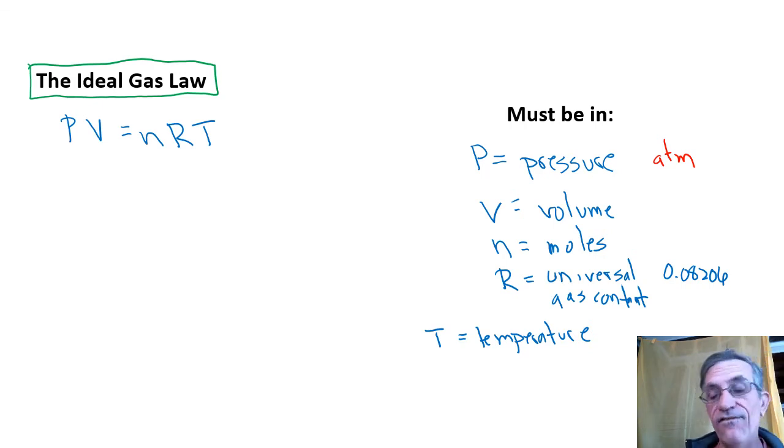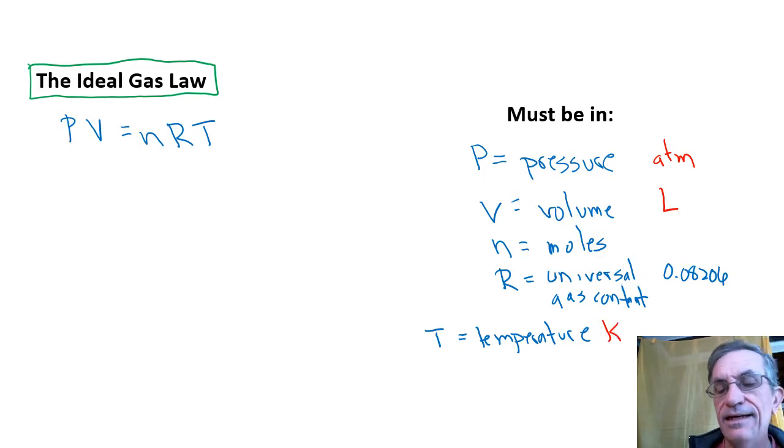Volume can't be in milliliters. It couldn't be in quarts. It couldn't be in any other unit. For this equation to work, the volume has to be in liters. Moles is moles, so you're going to put in moles. There's no other unit there. We'll get back to R in a minute. And then the temperature, that one's like what you've been hearing before. When we do gas laws, we always do temperature in Kelvin.